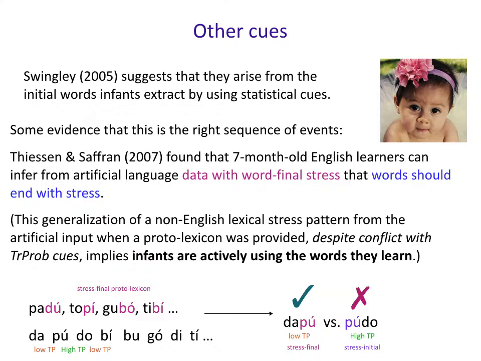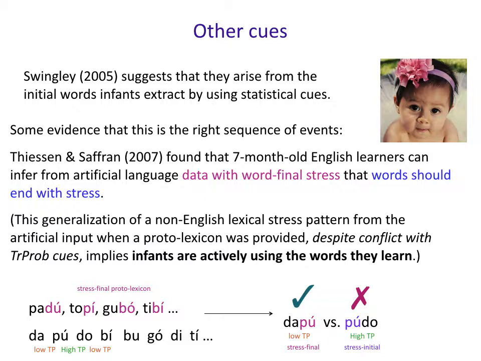But if you're relying on the stress bias that you learned from that stress final proto-lexicon, you're going to say that is a word. Versus pudo, right, which has a high transitional probability in the stream you heard, but it's stress initial, which goes against what that stress final proto-lexicon just told you. So if you are actively using the stress bias that you learned from a proto-lexicon that was provided to you, you're going to prefer dapu over pudo, right? And that's exactly what these 7-month-olds did.